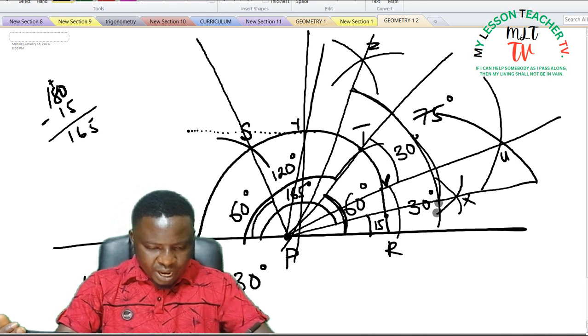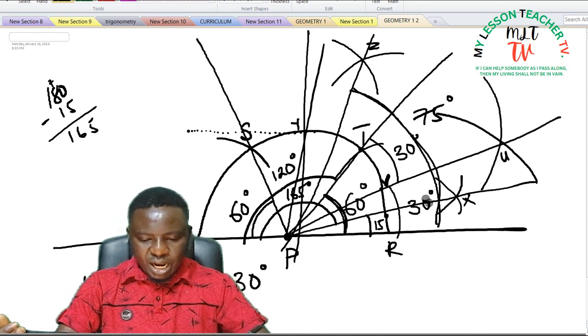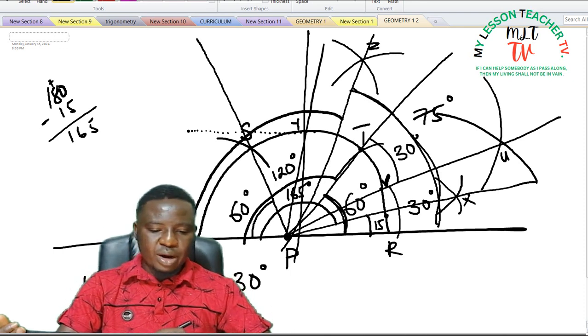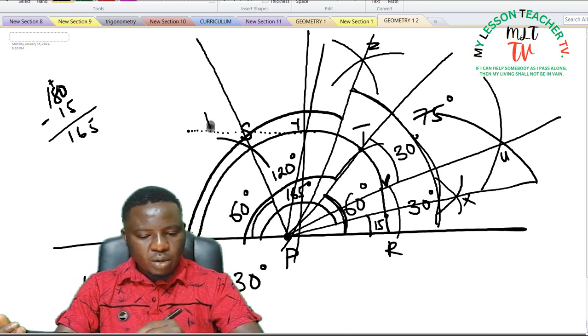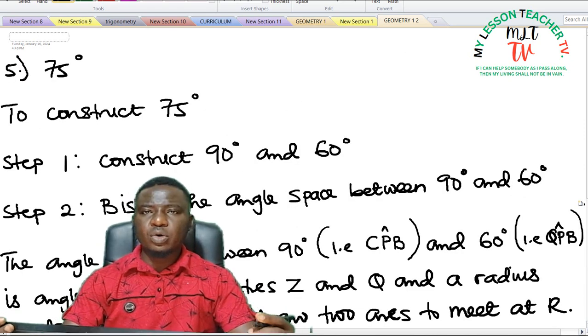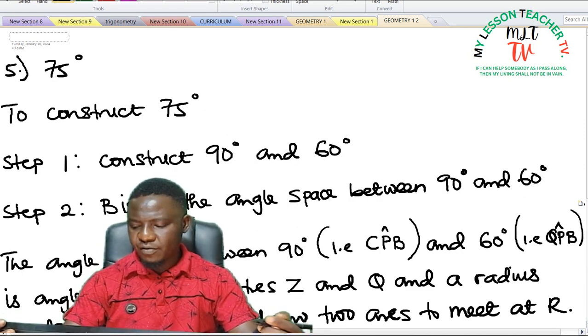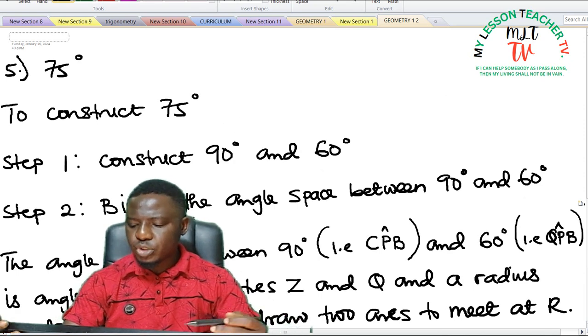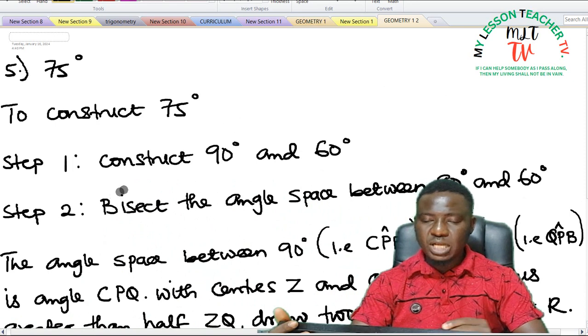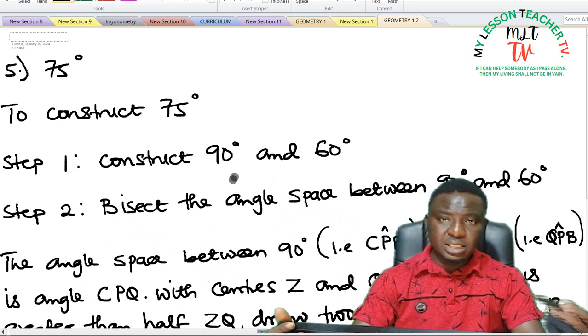And if this is said to be angle 75 degrees, which is an acute angle, it also leaves us with an obtuse angle the other way around, which is said to be angle 115 degrees. So that is how we can construct angle 75 degrees. But let's look at the procedure. To construct 75 degrees, first you construct angle 90 degrees and 60 degrees.